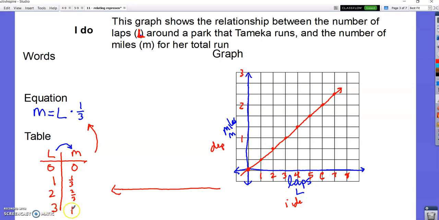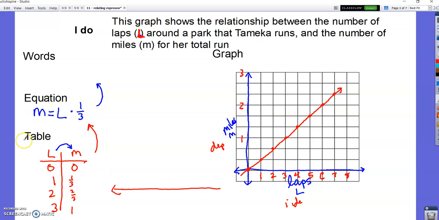1/3 times 3 is 1. I'm always taking this laps number and multiplying it by 1/3 to get the miles. So every time, no matter what the miles are, I take the laps and I multiply by 1/3. So it's my equation. And then all I have to do is take that idea and turn it into words.